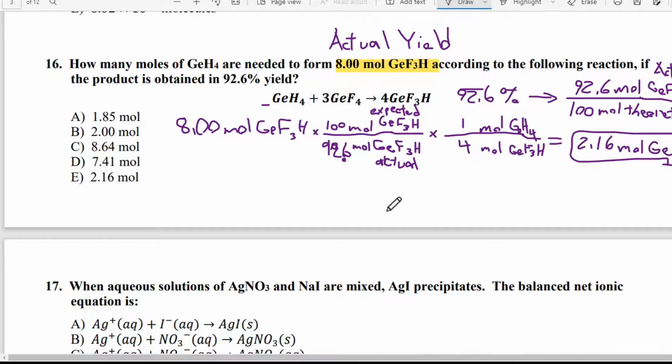Now, alternatively, you could just convert the 8 moles of GeF3H straight to moles of GeH4, and you would get the answer 2. But then you would have to think about, okay, that's assuming 100% yield. I don't have 100% yield, so I'd have to add a little extra to make sure I get the 8 moles. So the answer I get is 2, but I need a little bit of extra. Which one gives a little bit extra beyond 2? E, 2.16. So you could use a combination of a simple calculation and a little bit of logic, or you can use this more complex calculation, but either way, you would get the right answer.